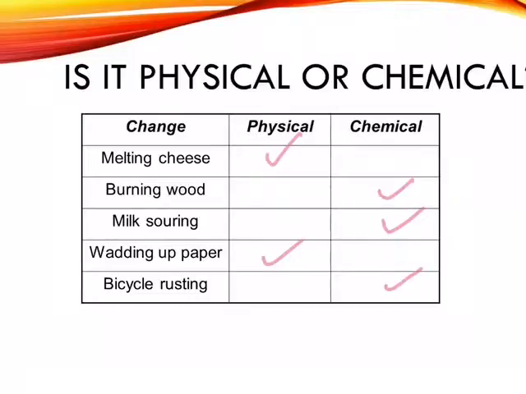Melting cheese would be physical, because the cheese is still cheese, even if it's in a liquid form. Burning wood is chemical, that's combustion, it's a type of chemical reaction. Milk souring is chemical. Wadding up paper is physical, it's still paper, just in a different shape. And a bicycle rusting is chemical, that is an oxidation reaction.